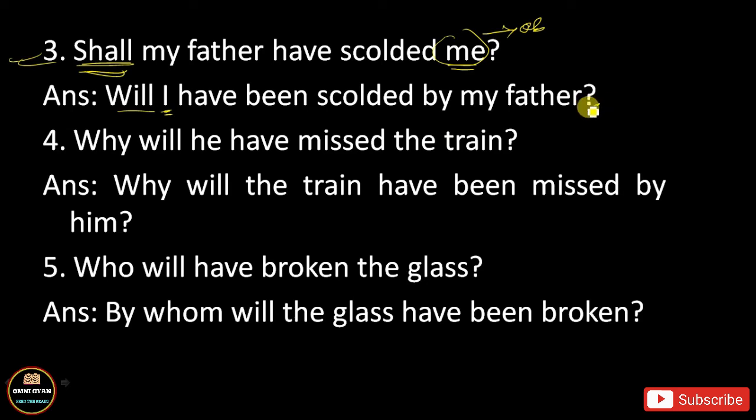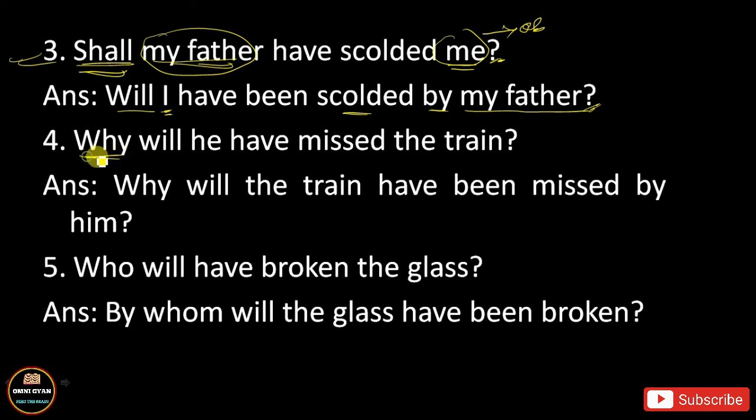ठीक है, फिर question mark, you have to put a question mark because this is an interrogative sentence. Will I have been scolded by my father? Will plus object plus have plus been plus verb third form plus by plus subject. Subject is my father. And then question mark.